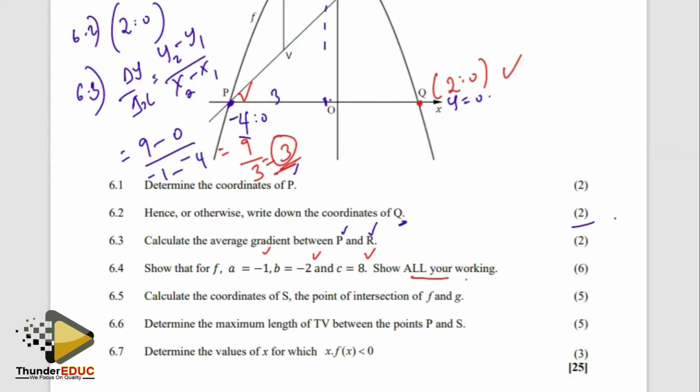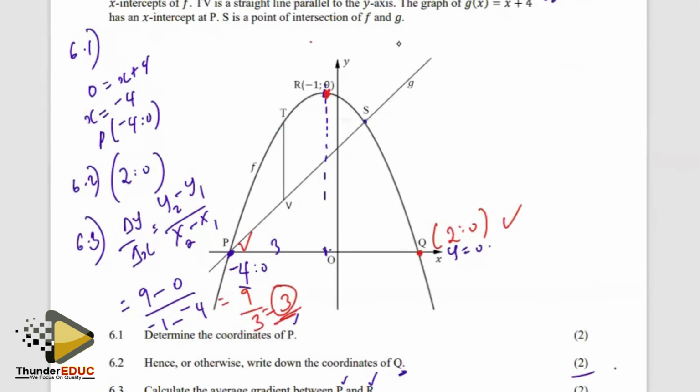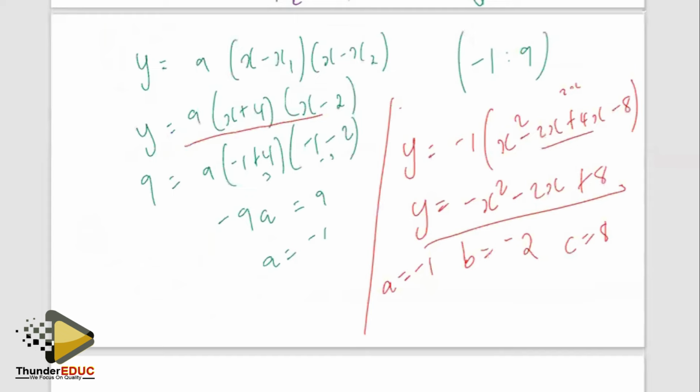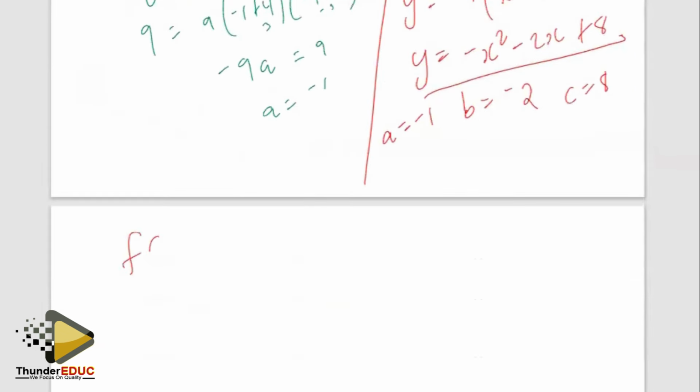Then calculate the coordinates of S, the point of intersection of the two. When two graphs meet, the graphs will be equal to each other. So it's as good as getting f of x and equating it to g of x. When you solve this, we can see that the graphs are meeting at 2 points, which means we shall end up with 2 answers. So we're saying f of x is equal to g of x.